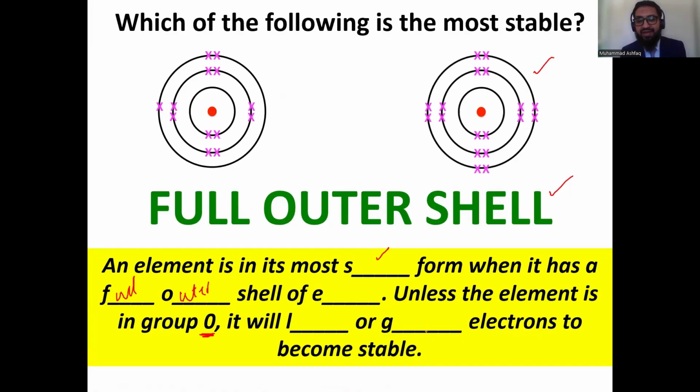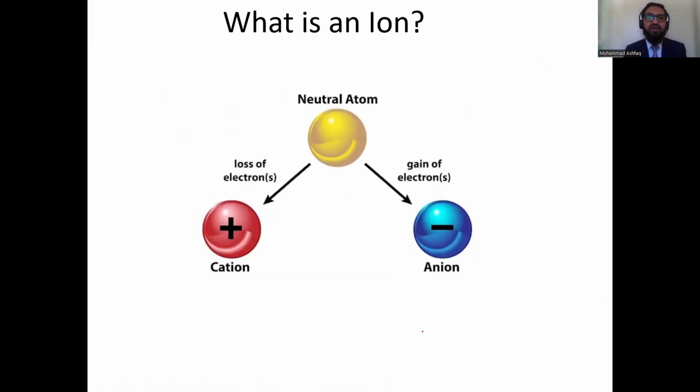So we know that atoms want to become stable by gaining and losing electrons, and in this scenario they form ions. So here we can see what an ion is. First of all, we know that an atom is neutral. Why? As we know, protons are equal to electrons. So the positive charge is equal to the same number of electrons, the negative charge, and they cancel each other.